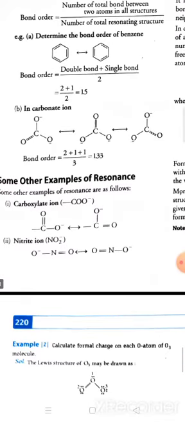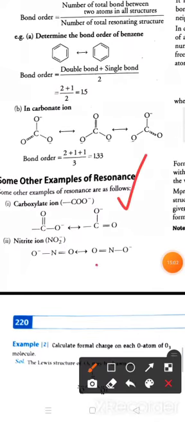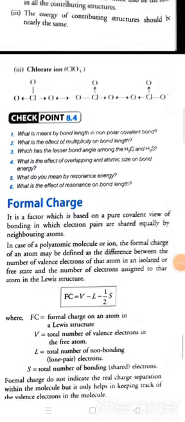There are some other examples like carboxylate and nitrite ion. Next is chlorate ion.